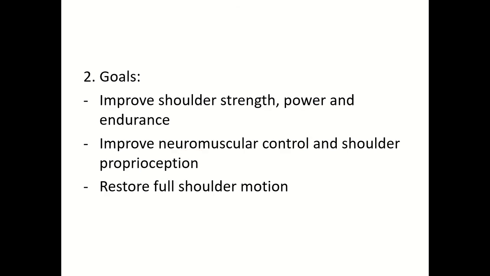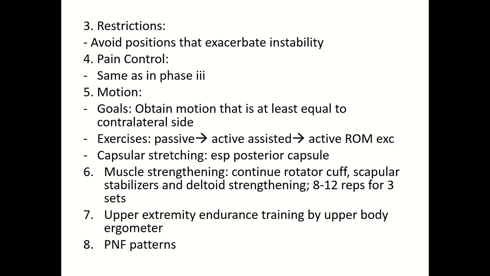Goals of phase 4 are to improve shoulder strength, power and endurance, also improve neuromuscular control and shoulder proprioception, and restore full range of motion. Restriction: avoid exacerbation of the instability. Pain control is the same as phase 3. Motion: obtain motion that is at least equal to the contralateral side. At least, not completely equal, at least nearby.